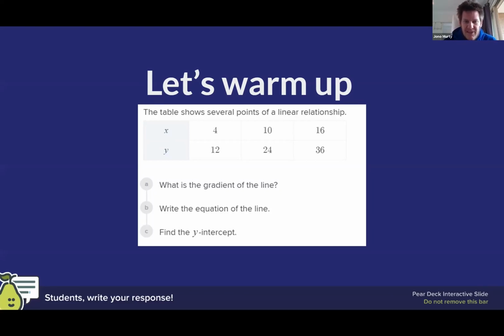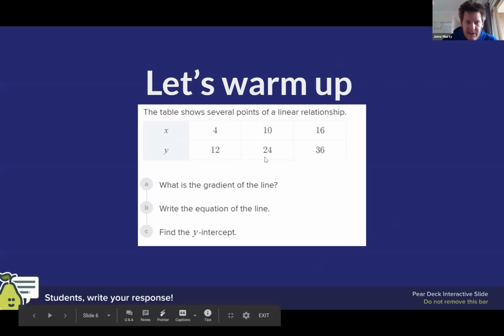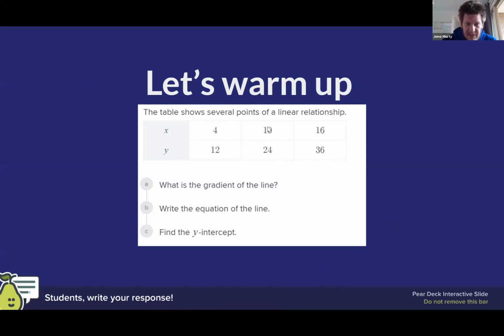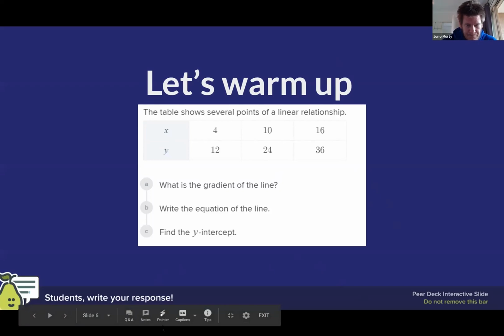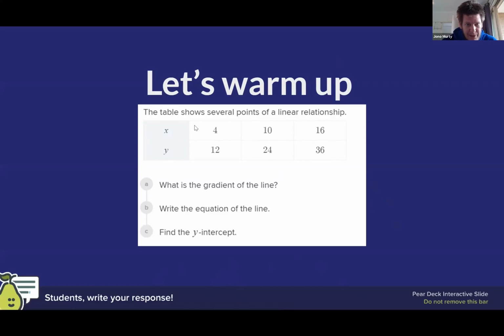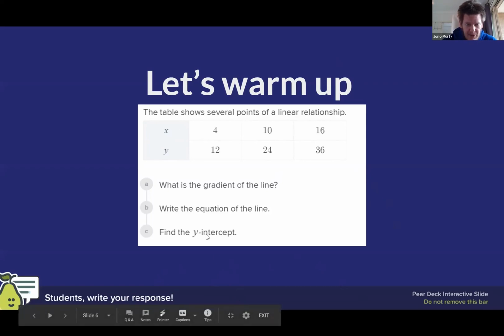So important things to note. The x values aren't increasing by 1, they're going up by 6. So you'll need to factor that in when you're finding the gradient. And then we'll need to do a bit of manipulation to find the y-intercept. Well, once you've got your equation, it should be obvious what the y-intercept is. Some of you might want to find the y-intercept first, and that'll help you write the equation.